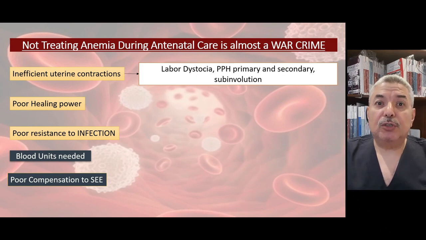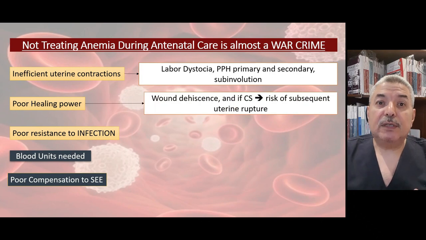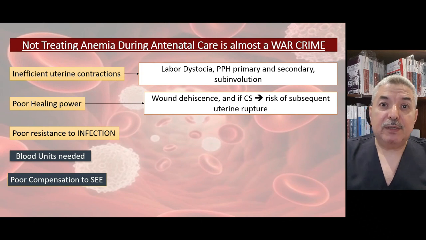Tissues need oxygen to heal when they are injured. And if it is deficient healing because there is no oxygen, you will find that there is wound dehiscence, episiotomy gapping, abdominal wound gapping, and even poor healing of a cesarean section scar. And this will precipitate uterine rupture next pregnancy. Tissues need oxygen to stay healthy.